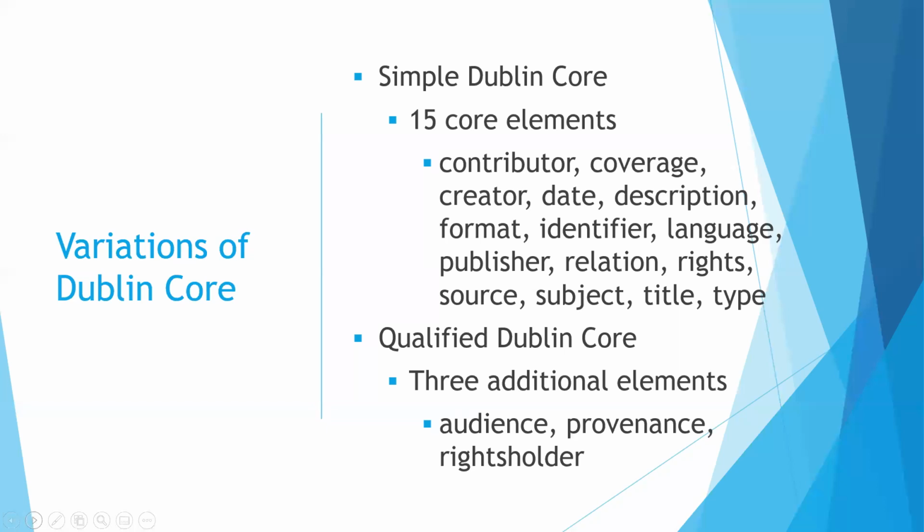So the 15 core elements are contributor, coverage, creator, date, description, format, identifier, language, publisher, relation, rights, source, subject, title, and type. And then the 3 additional elements, which would make it a qualified Dublin Core, are audience, provenance, and rights holder.